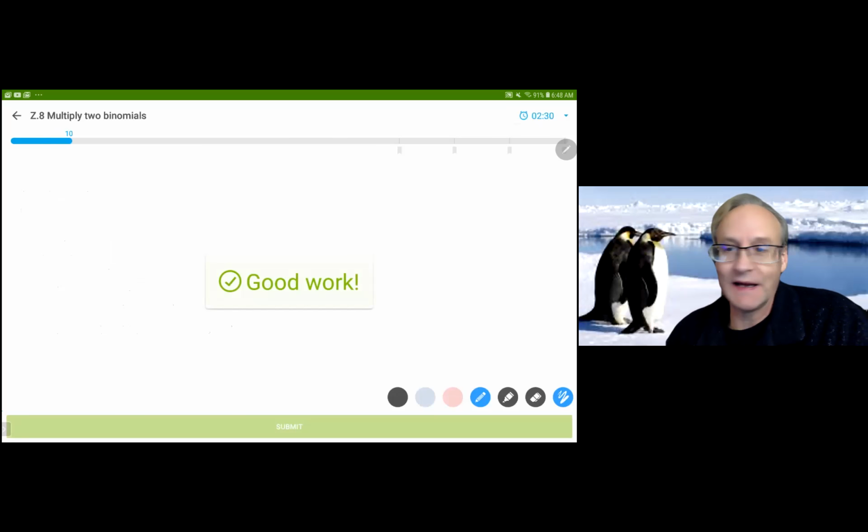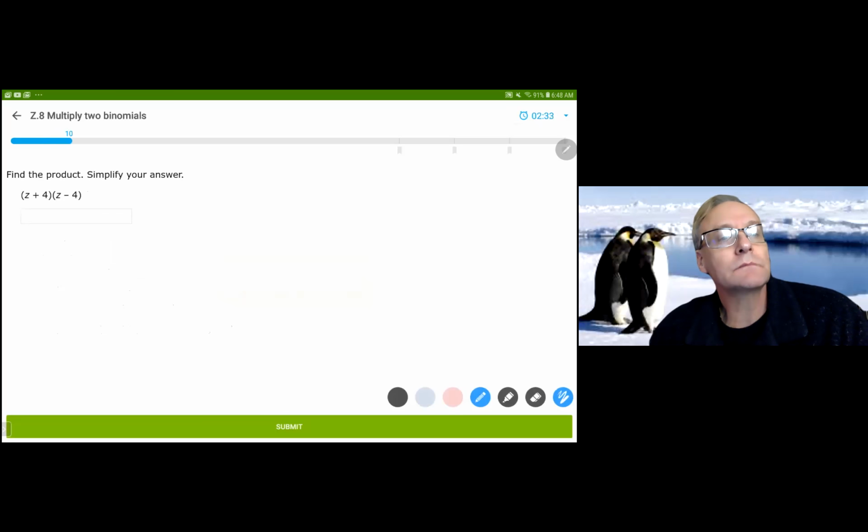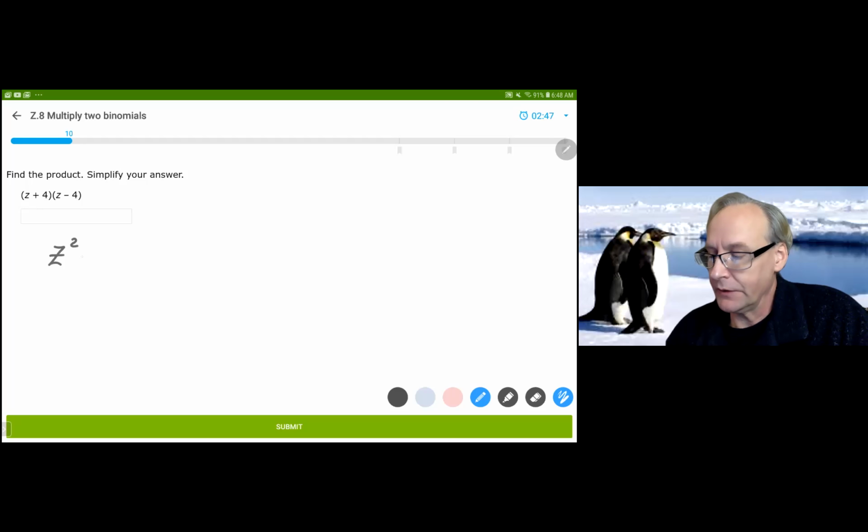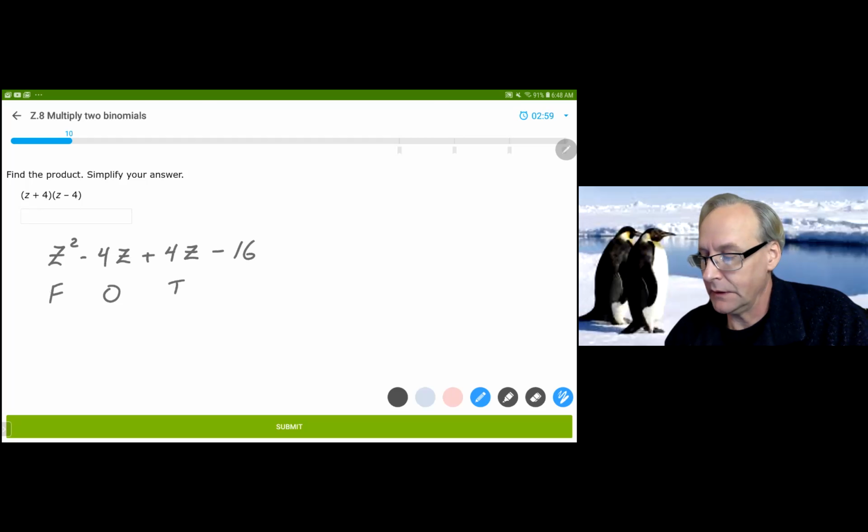We'll be doing this a lot, I have a feeling, so here it is. Okay, now this time, this is a special case, but we're going to go ahead and multiply it, and we'll go ahead and do the first, outer, inner, last. So first is z squared. The outer pair is going to be minus 4z. The inner pair is going to be plus 4z. And the last pair is going to be minus 16. This is first, outer, inner, last. And again, we can add the middle pair.